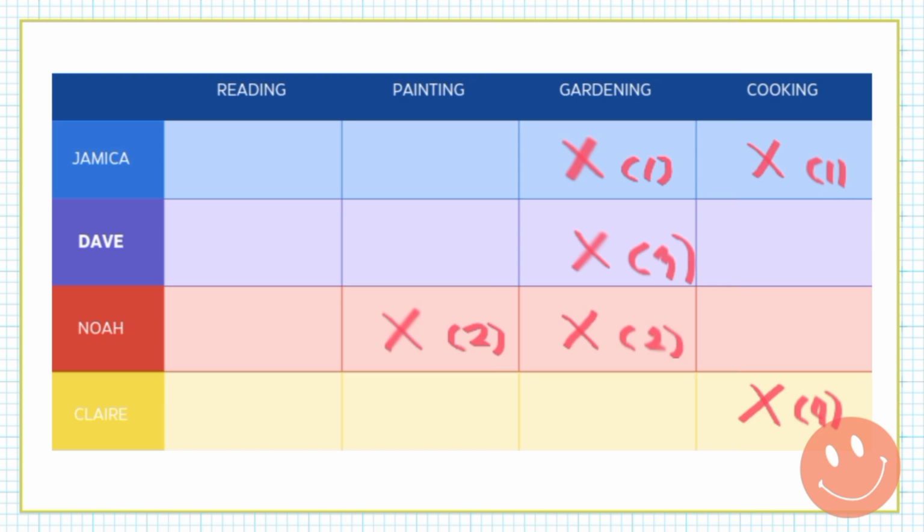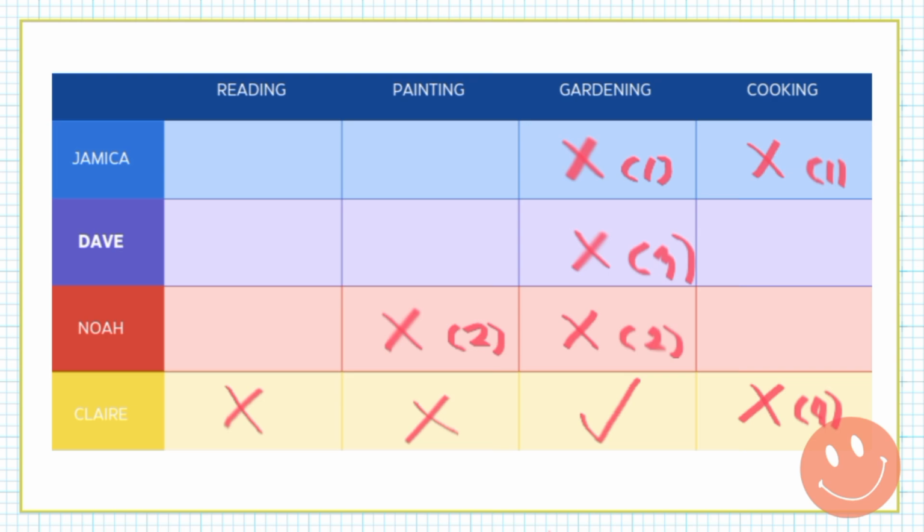Since Noah's neighbor enjoys gardening, and Claire is the only person left to be her neighbor, Claire must enjoy gardening. So we place a check in the intersection of Claire and gardening. We must also place an X in the intersections of Claire with reading and painting. The fourth clue says Claire spends time with the person who enjoys cooking because they share recipes. Since Claire enjoys gardening, the person who enjoys cooking must be Noah.